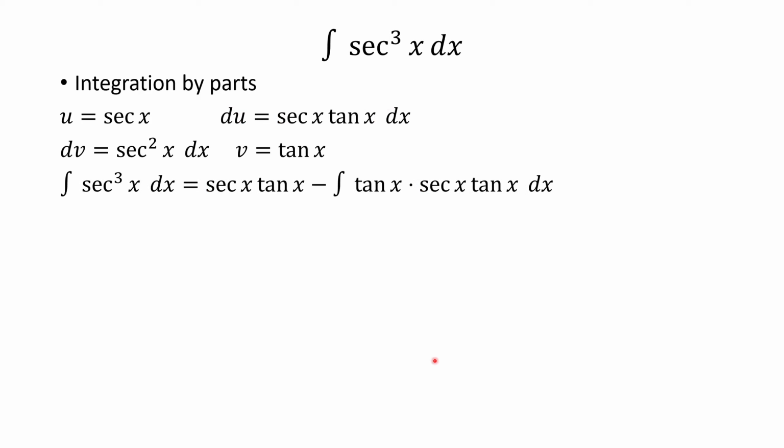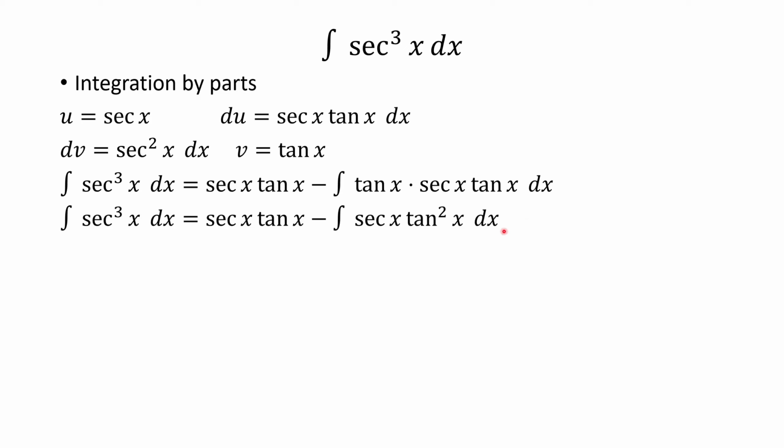Use the integration by parts formula again: uv minus the integral of v du. No problem. And just like we did before, now we're just repeating what we did before. We combine the tangent term to get tangent squared. This is identical to what we did before.